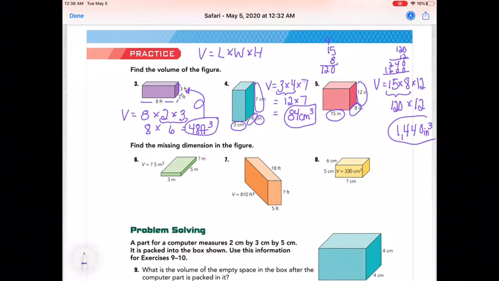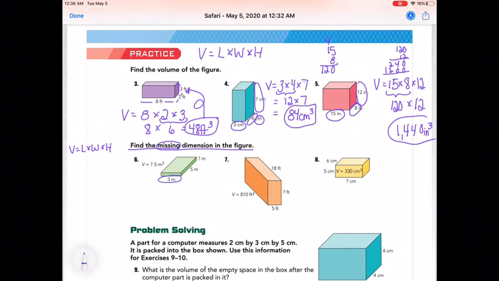All right, now I want to do these last 3. What they are going to do on your homework and on your math test is they want you to be able to find the missing dimension of the figure. Okay, so let's do that over here. If you still have volume equals length times width times height. Let's look at number 6.